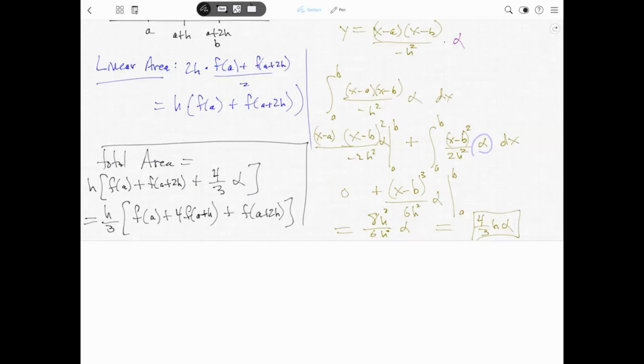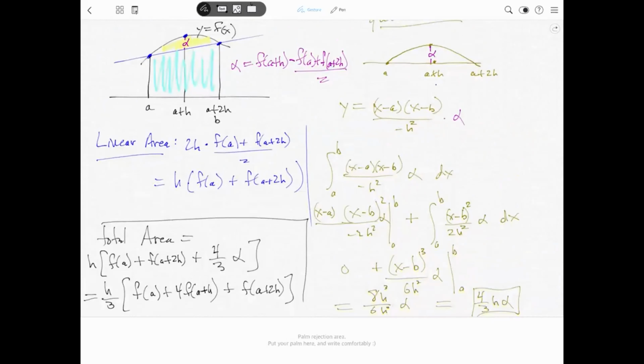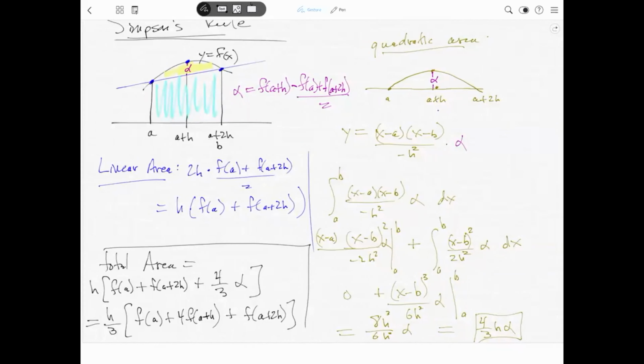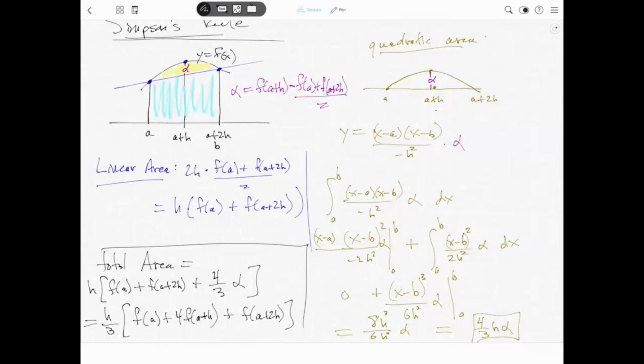And when we evaluate that between a and b, well, at b, of course, you get 0. At a, you get a minus b, which would be negative 2h. So negative 2h cubed would be negative 8h cubed. We're subtracting that off because this is the value at the lower limit, so that's why the sign turned out to be positive in the end. And therefore, when you simplify the whole thing, you get 8h cubed over 6h squared. It reduces to 4/3 h times alpha. Okay, so that's the area of the yellow region up here.